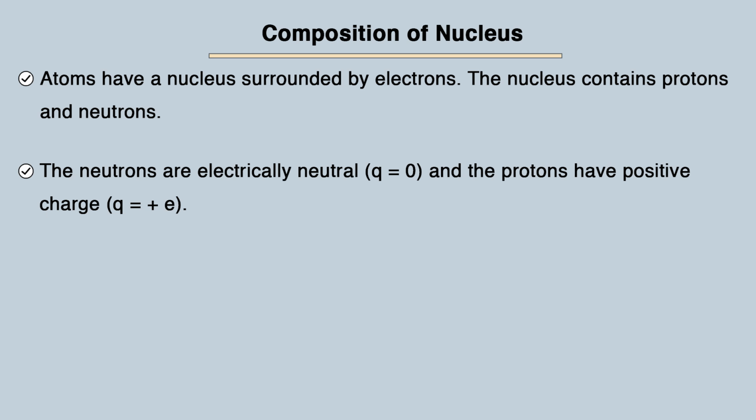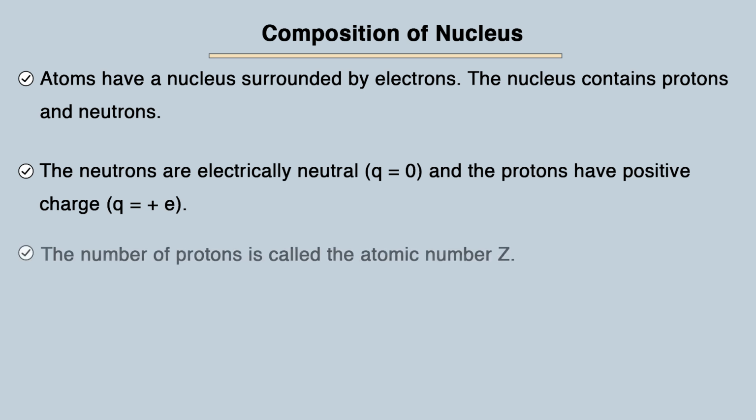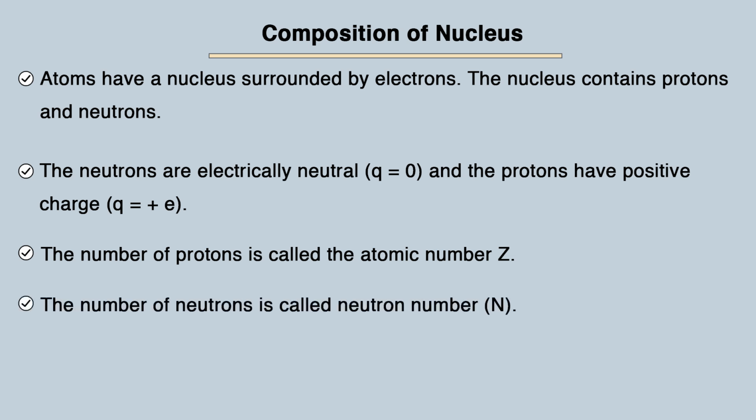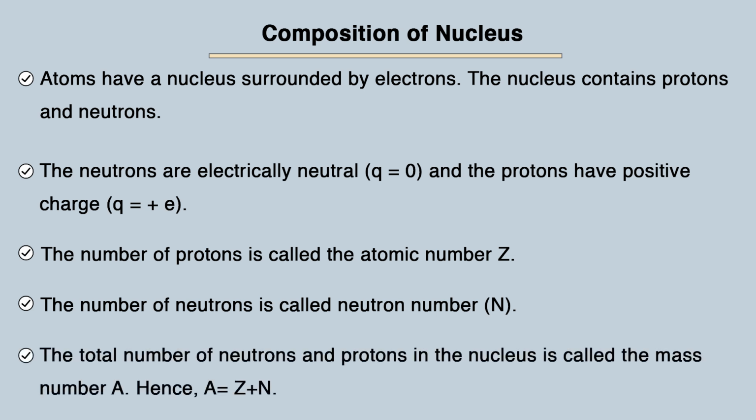Generally the charge is taken as positive e, equal in magnitude to the charge of the electron but with a positive sign. The number of protons is called the atomic number, as given in basic chemistry, and the number of neutrons is called the neutron number. The total of neutrons and protons in the nucleus is called the mass number, represented by capital A. So A = Z + N.